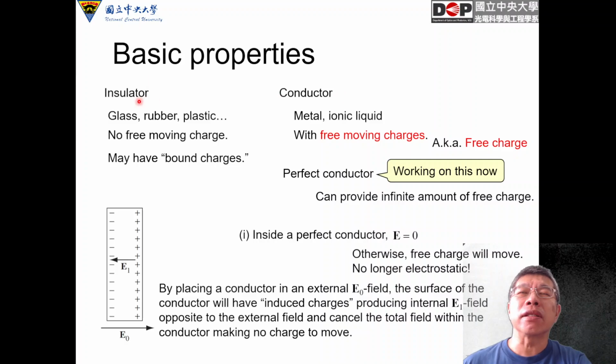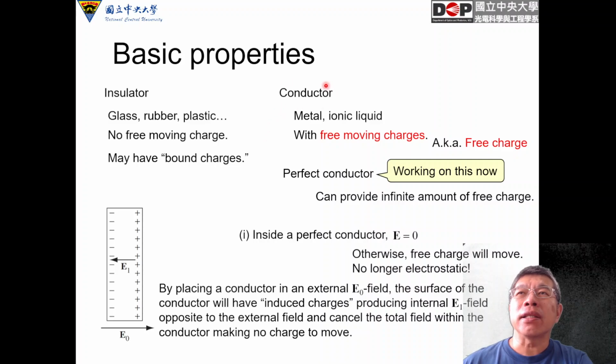Now, the basic property: we know materials can be categorized mostly into insulators and conductors. Insulators don't conduct electricity. We know glass, rubber, and plastic don't conduct electricity because there are no free moving charges. Charge will conduct electricity, or current. Later on, we'll talk about it more. But because material is made of atoms, it has charge which cannot move freely, but it is there. So these are called bound charges, bound right next to the nucleus.